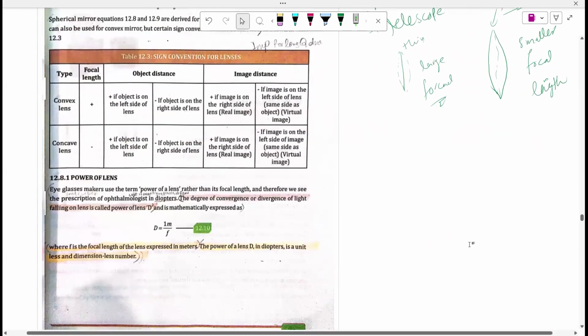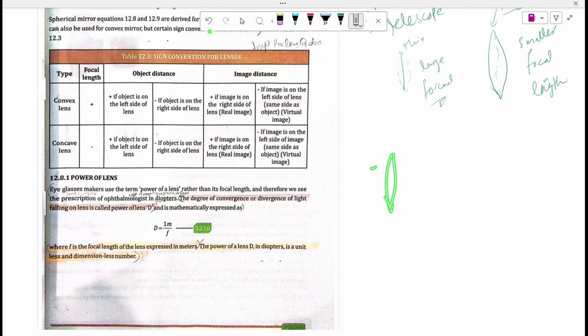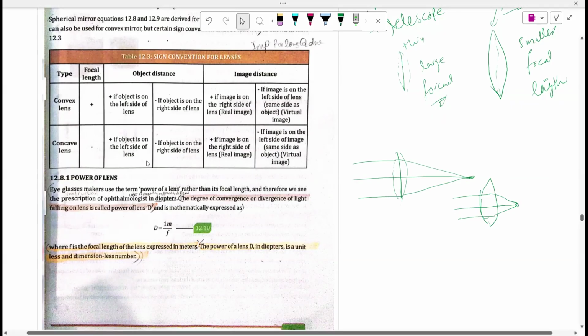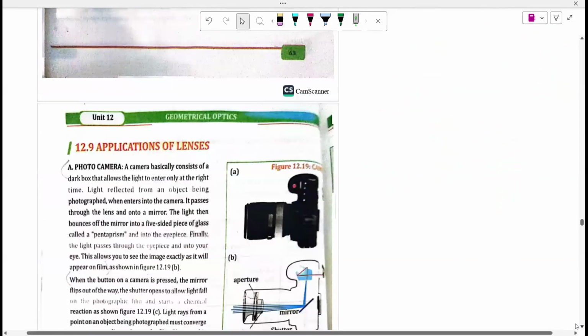Anyhow, for the small and bigger focal lens, I'll give you a virtual diagram. If the lens is thin, its focal length would be larger. This is the axis. It would have a larger focus point. And the one which is thick would have a smaller focal length. This property is used in different apparatuses, which we use it in.